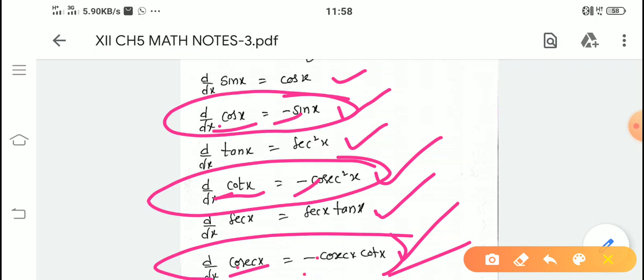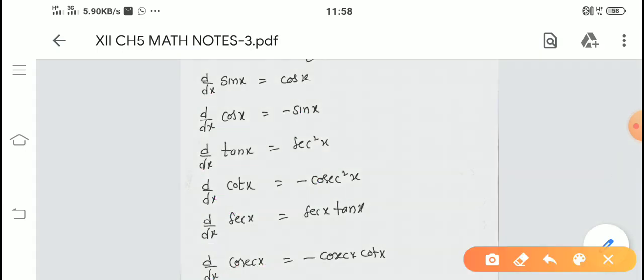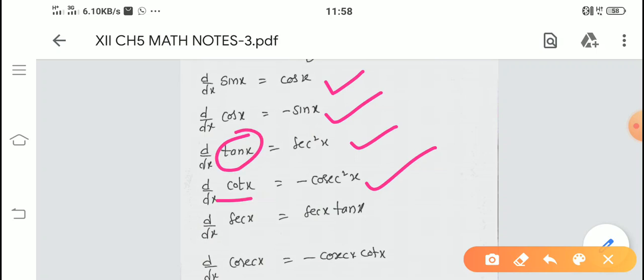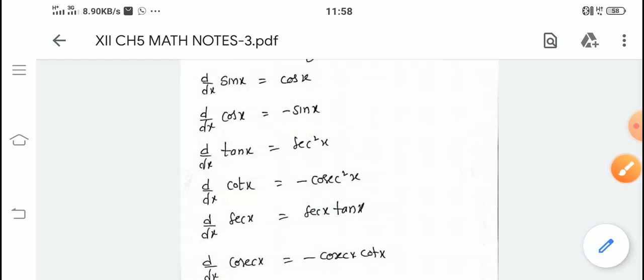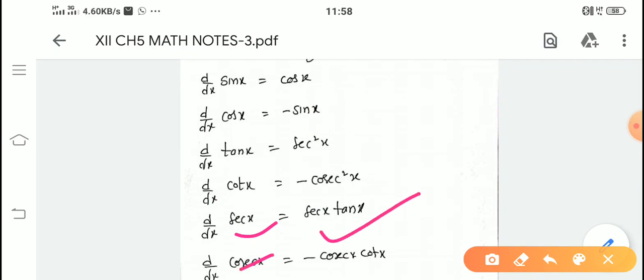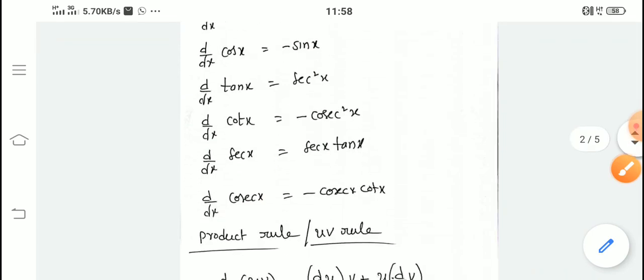Okay, so you can remember it this way: the derivative of sin x is cos x, cos x is minus sin x, tan x is secant square x, cot x is minus cosecant square x. Tan and cot have squares. Then secant x is secant x tan x, and cosecant x is minus cosecant x cot x. Please try to remember this, also 11th standard formulas.